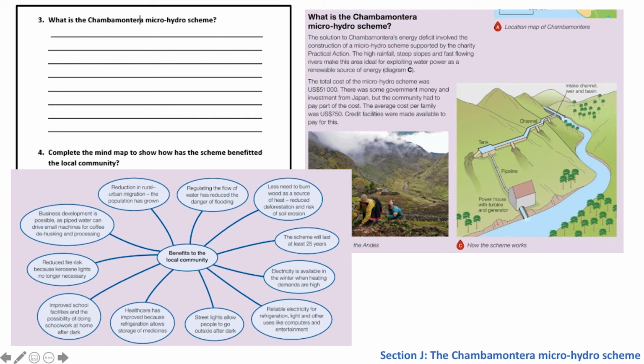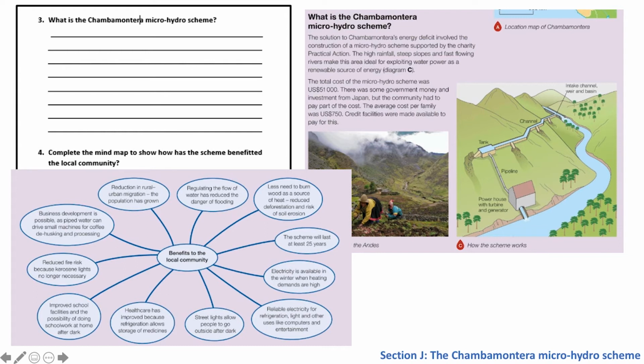Electricity is now available in the winter when heating demands are higher. Reliable electricity can now be used for refrigeration, light and other uses like computers and entertainment, which means that these communities can access other areas of the world via the internet. Street lights allow people to go outside after dark, and there is greater safety.